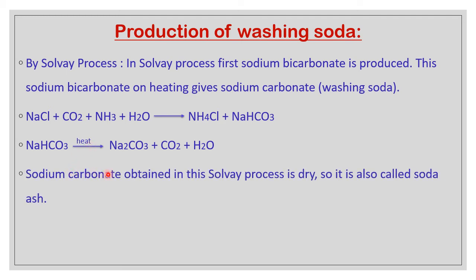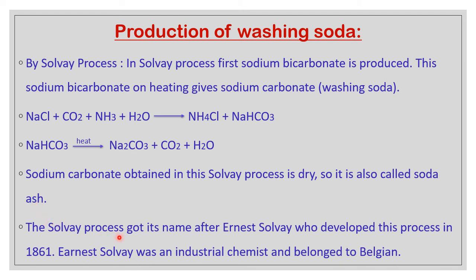Sodium carbonate obtained in this Solvay process is dry. This is dry, so it is called soda ash. Ash is what? It is like an oxide form. So dry form. That's why, because it is dry, it is called what? Soda ash. So soda ash is one more name for the sodium carbonate.